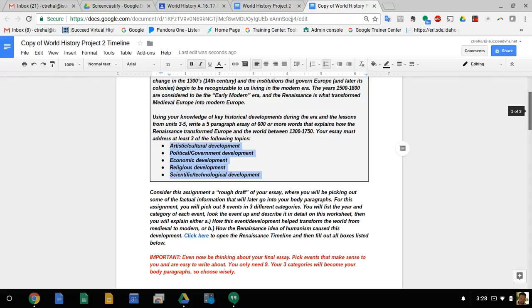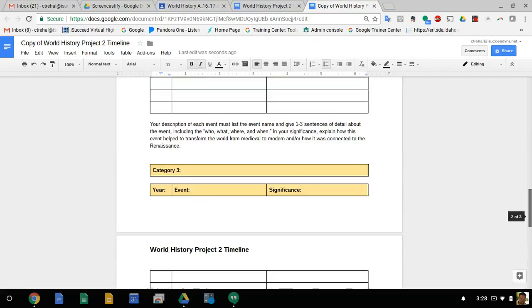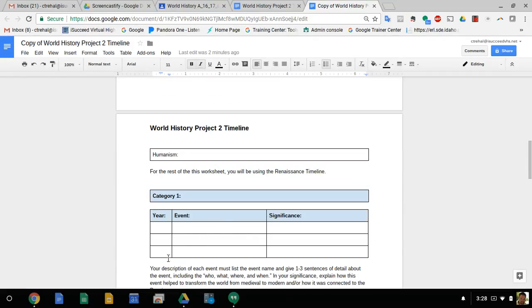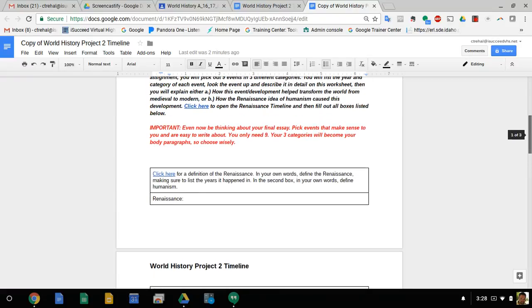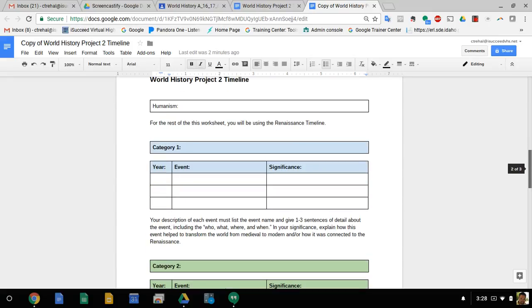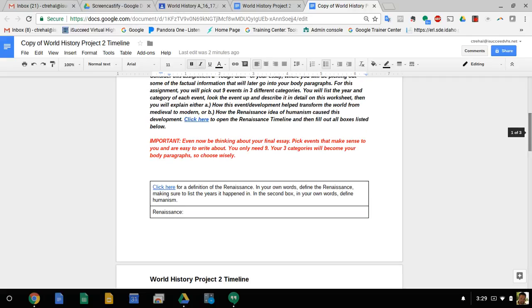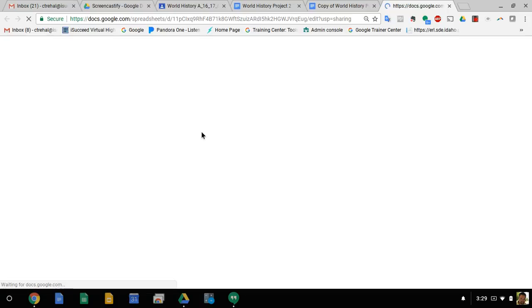Now, what you're going to do is you're going to go through and fill out all of these boxes here. And I'm going to fill out the first categories box so you can see what to do here. I don't think it's super complicated, but it's always good to get a little help. Okay, so it says here that I need to first open the Renaissance timeline. So I'm going to click this link. That opens the Renaissance timeline.